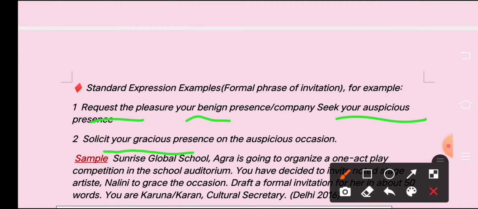Second one is "solicit your gracious presence on the auspicious occasion," and a very important thing, the spelling of occasion is OCCASION. This is a single S, but people are in the habit of writing double S. Double C and double S is wrong. The exact spelling is OCCASION. Clear? So I will advise you to learn these spellings by heart, this benign also, this occasion also, because this invitation is of 3 marks only, and if we make a lot of mistakes in this, that will give a wrong impression, right? So that is not going to help you much.